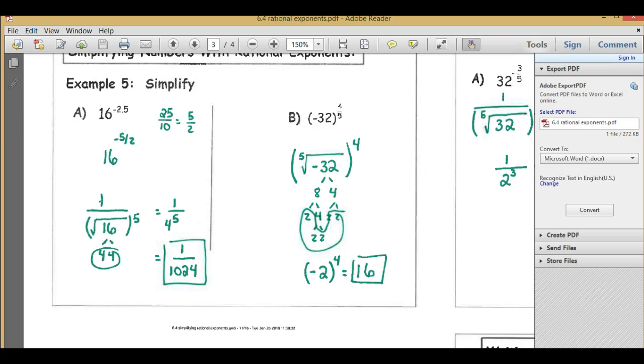Well, negative 2 times negative 2 is a positive 4. You do that again, you get another positive 4, so you get 16. Now again, you have calculators, so you could type in negative 2 to the 4th power in your calculator and get the answer. I will need to see you do the factor tree, though. You cannot just type in negative 32 to the 4/5 in your calculator. And we'll talk about that more when I get back, hopefully on Friday.